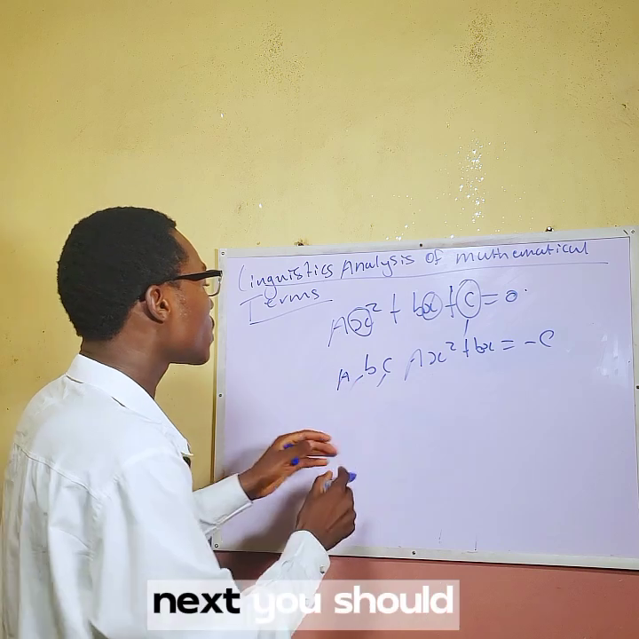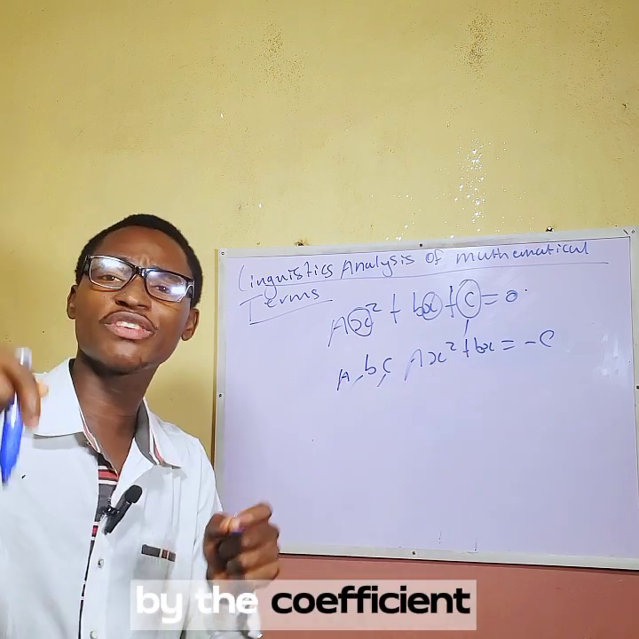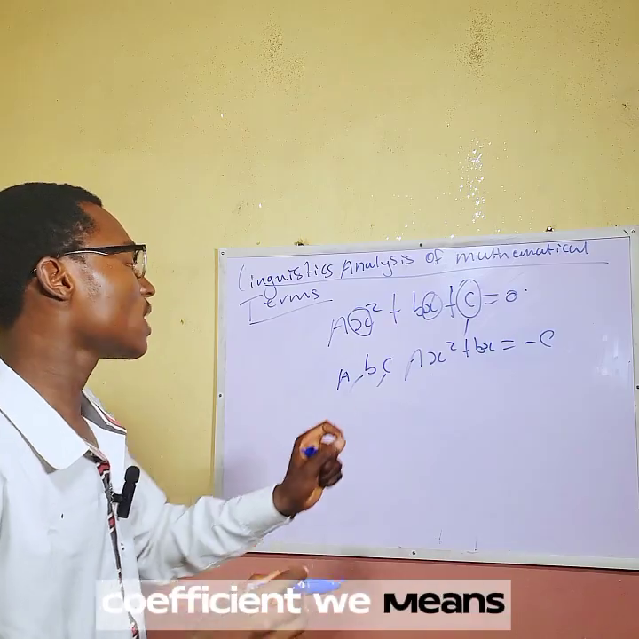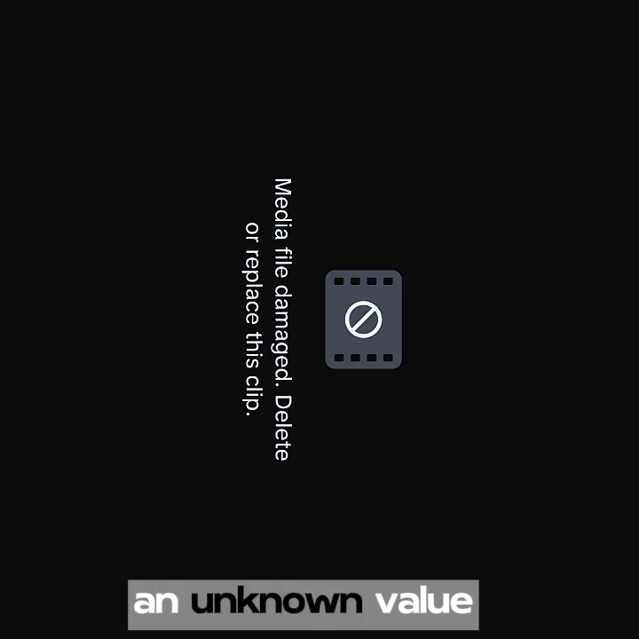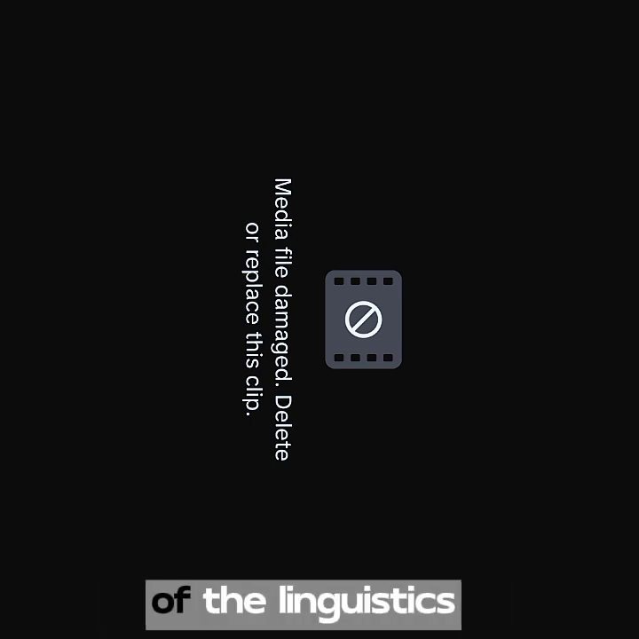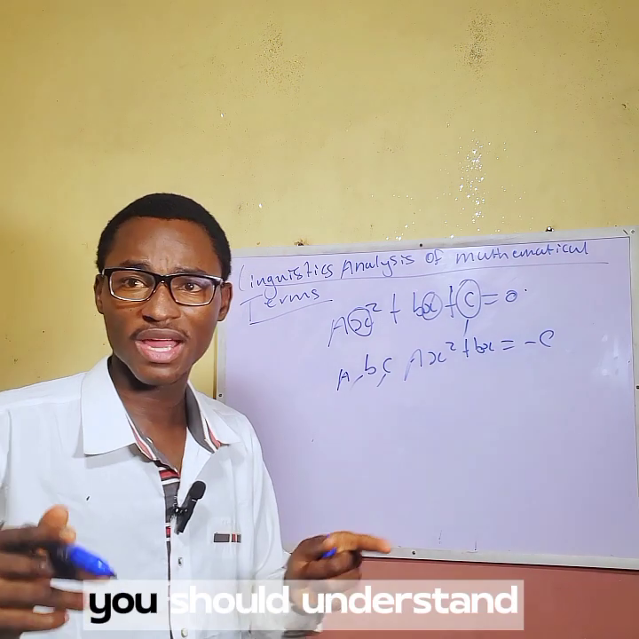All right, next, you should divide both sides by the coefficient of x squared. When we say coefficient, we mean a number that lies behind an unknown value. So these are some of the linguistic terms. These are some of the linguistic mathematics registers you should understand.